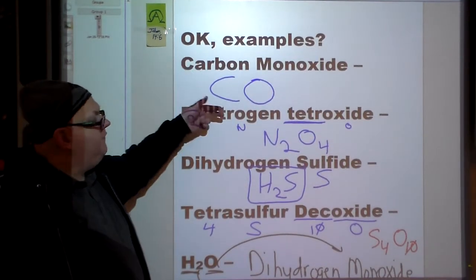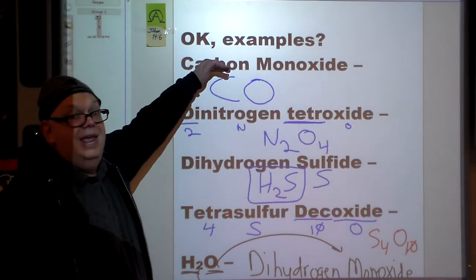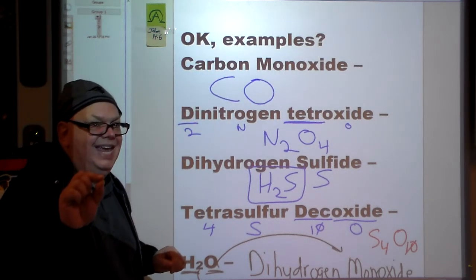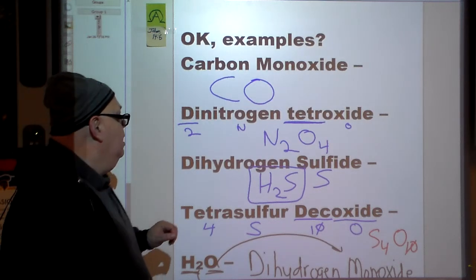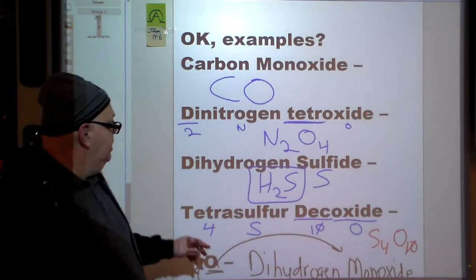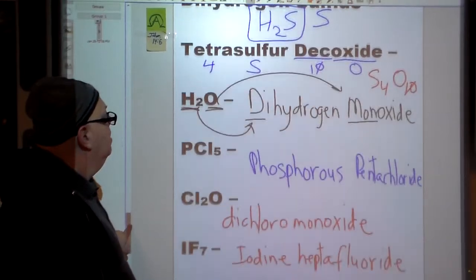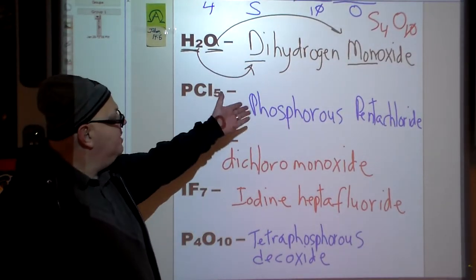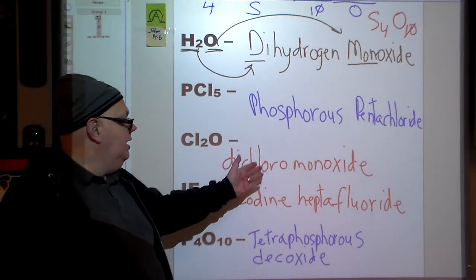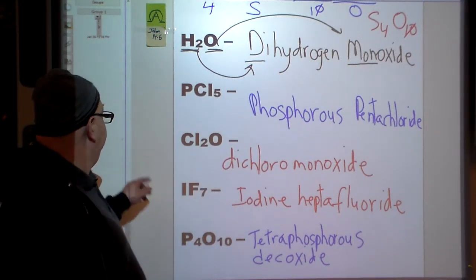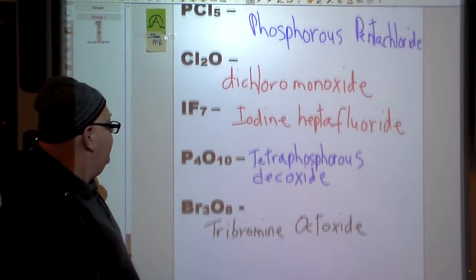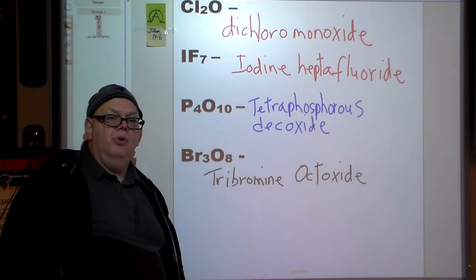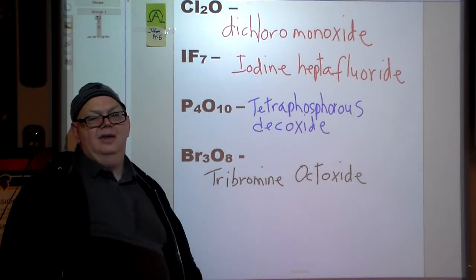And then we looked at specific examples where you will be given the name of a formula and you have to write out the formula correctly. And again, if you look at these, you should be good to go. And we talked about dihydrogen monoxide, phosphorus pentachloride, dichloromonoxide, iodine heptafluoride, and then tetraphosphorus decoxide, and last but not least, tribromine octoxide.